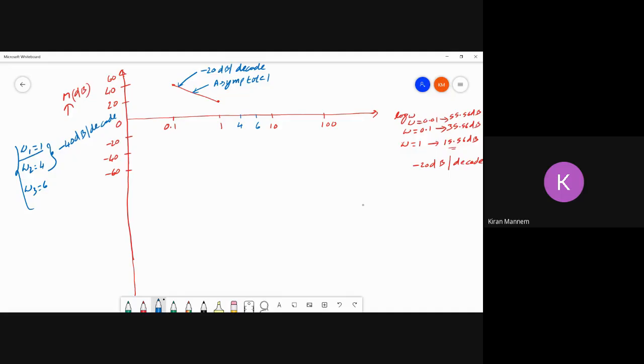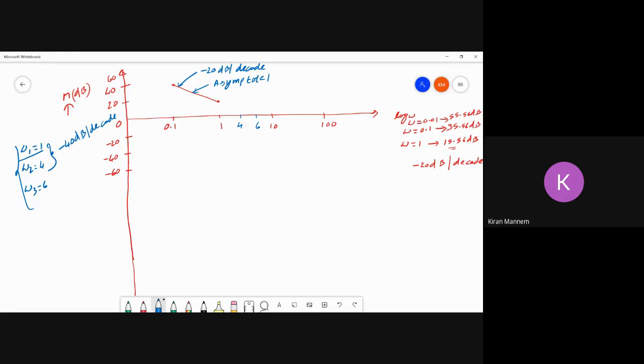So how do you draw a slope with minus 20 dB per decade or minus 40 dB per decade? We should take the decade value. But here I have only 1 to 4. So that's why first find out the decade magnitude, then connect those 2 points with a scale and draw that line till the next corner frequency.